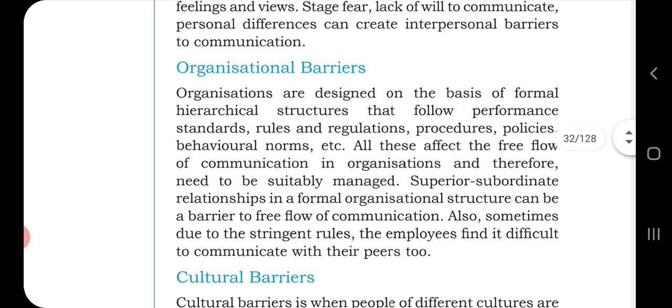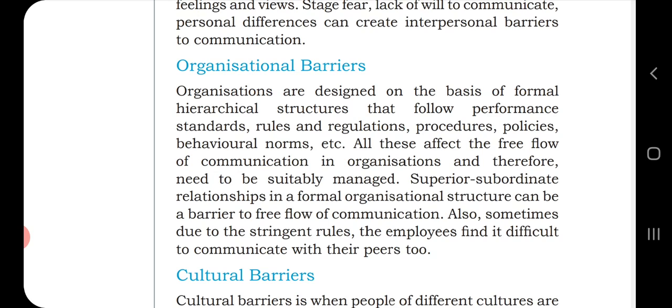Next is organizational barriers. Organizations are designed on the basis of formal hierarchical structures that follow performance standards, rules and regulations, procedures, policies, behavioral norms, etc. So what are organizations? Organizations means companies. For example, our school is an educational organization. So there can be many different types of organizations depending on what type of work they are involved in.